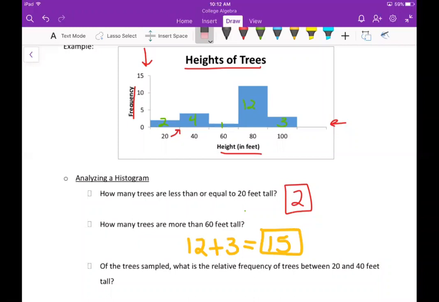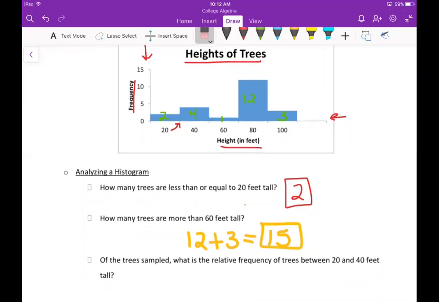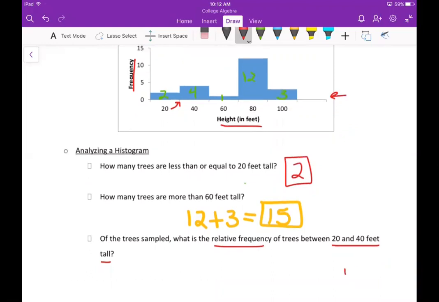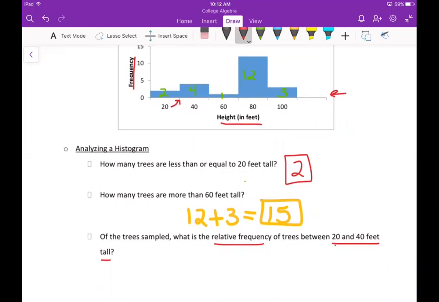Okay, now let's talk about that relative frequency really quick. So what is the relative frequency then? These were easy to answer because they were talking about frequency. But this one's asking about the relative frequency of trees between 20 and 40 feet tall. So what would we do here? Remember, relative frequency is the frequency of that category divided by the total. So first, let's figure out how many trees are between 20 and 40 feet tall. That would be this bar right here. So that's 4 trees.